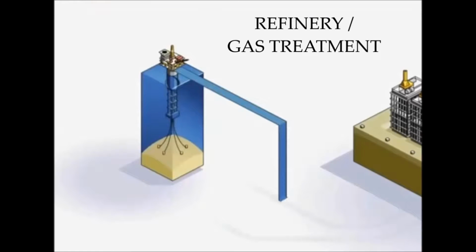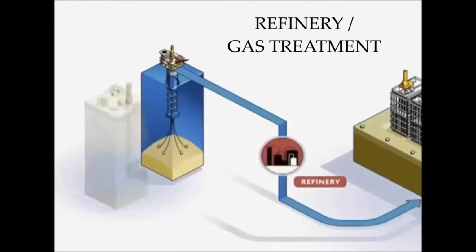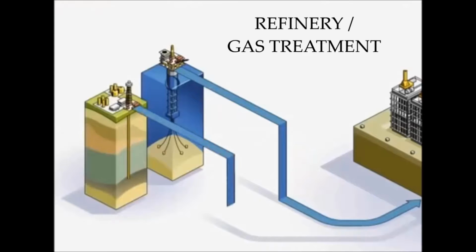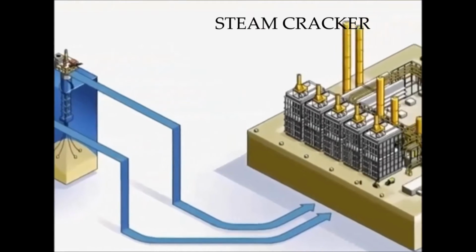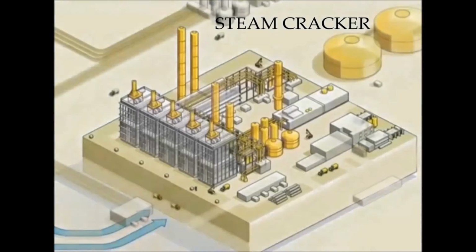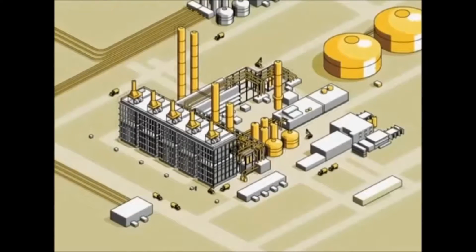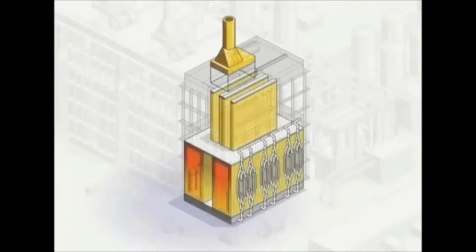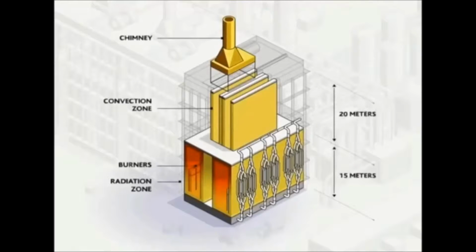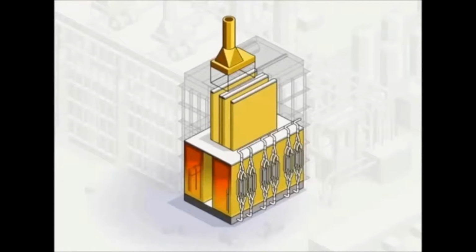Initially, feed in liquid or gas form is transported by tankers and pipelines from a refinery or gas treatment complex. These hydrocarbons are then routed to a steam cracker, which is the main unit of a petrochemical complex. This unit is composed of several furnaces for the thermal cracking. It uses proprietary technology, either Technip or Stone and Webster technology.